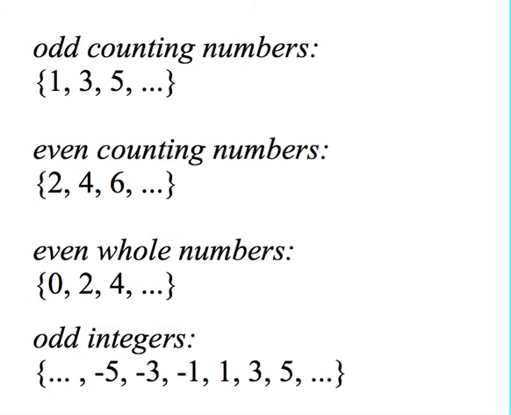Here's 4 more sets that are fairly common that also can be written with the roster method: odd counting numbers, even counting numbers, even whole numbers, and odd integers.